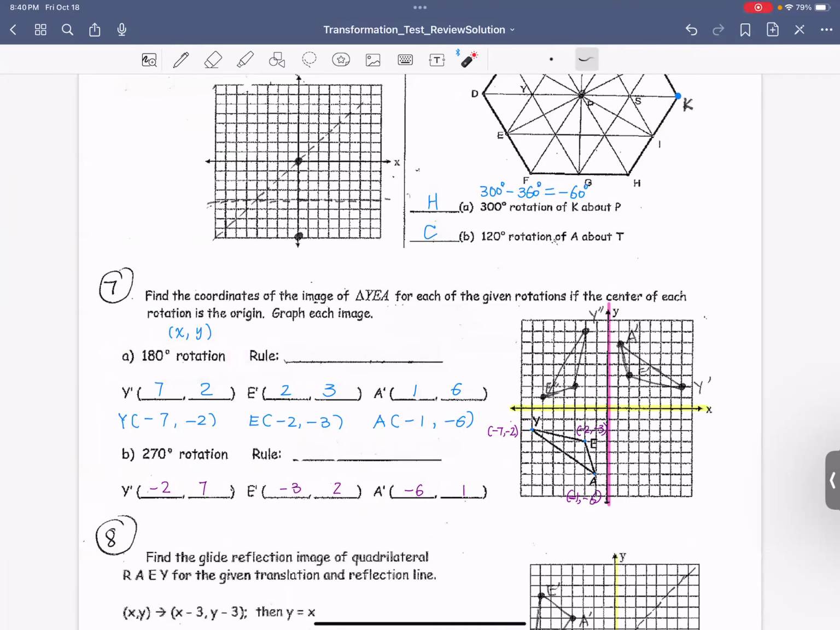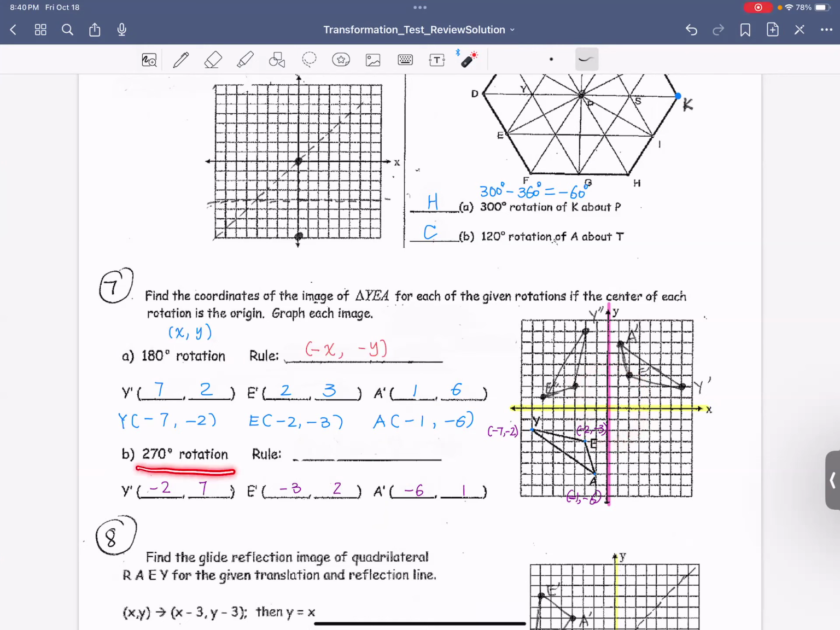It becomes -x, -y. Your x and y both flipped. X becomes -x, y becomes -y. So that's exactly 180. For 180, it doesn't matter whether you go clockwise or counterclockwise. It's the same. You rotate this direction 180, you rotate the other direction 180. It is the same point.